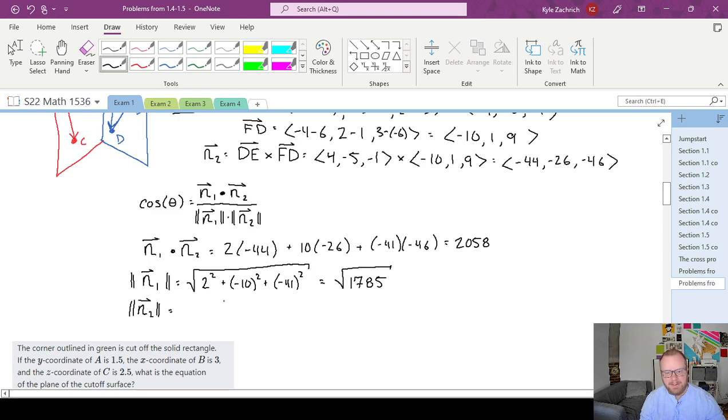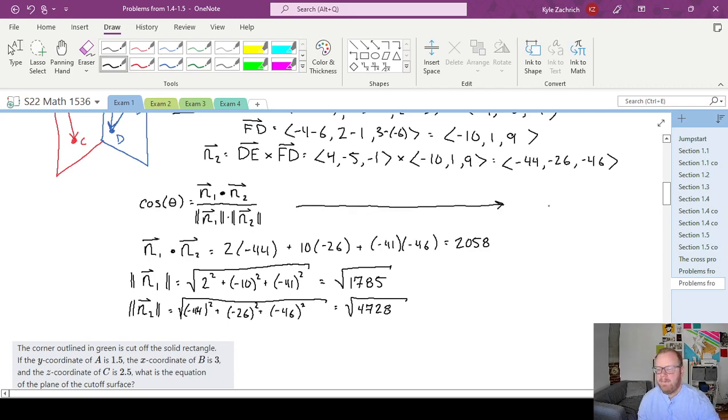Magnitude of that second vector. Negative 44 squared plus negative 26 squared plus negative 46 squared. And this one is going to be the square root of 4,728. Okay. We can take all that information, right? Dot product, magnitude, magnitude. Plug that into our equation.